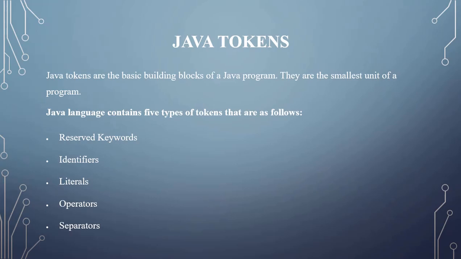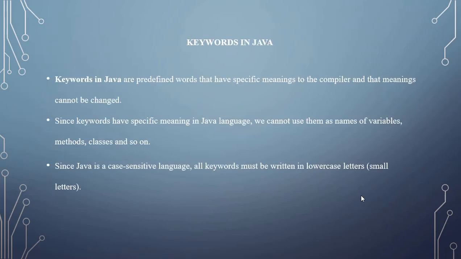Now let's discuss reserved keywords, identifiers, and literals. Keywords are predefined words, that is, reserved words that have specific meanings to the compiler, and those meanings cannot be changed. So already we have discussed keywords have specific meanings. So we cannot use them as names of variables, methods, classes, and so on. All keywords must be written in lowercase letters.